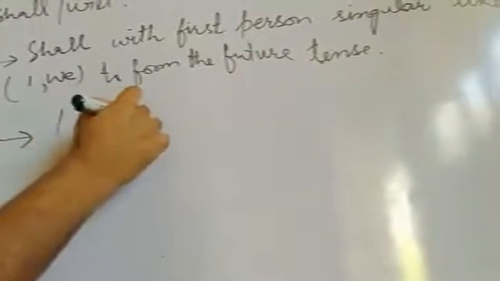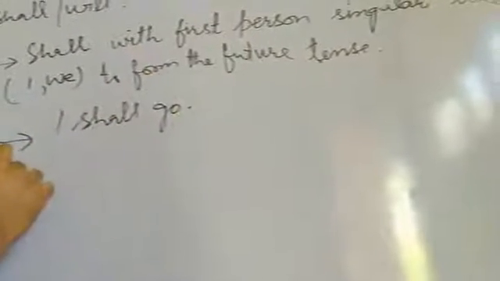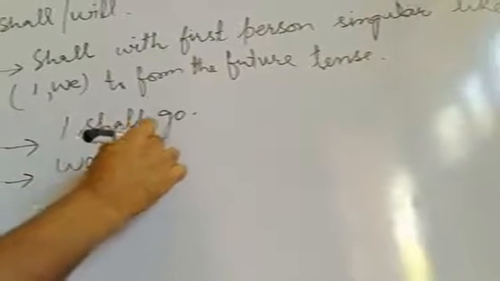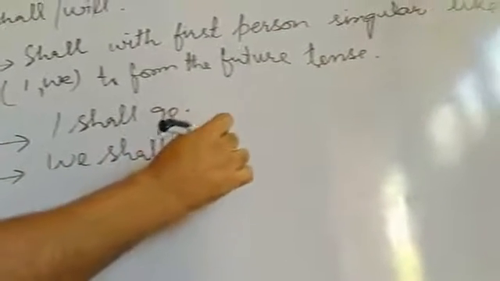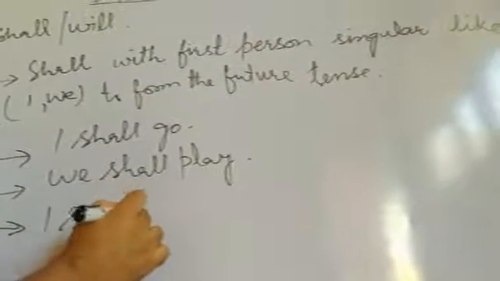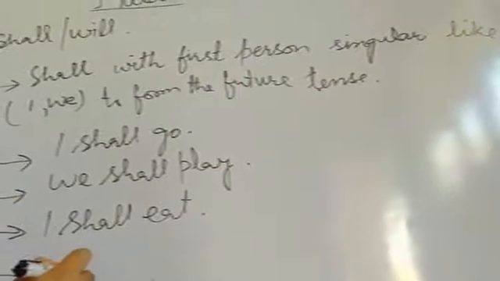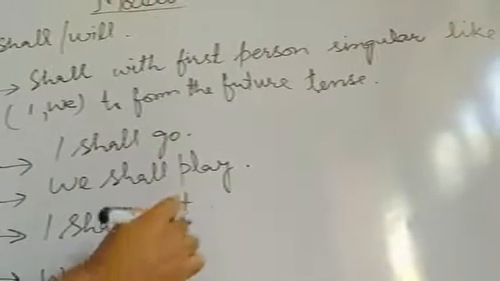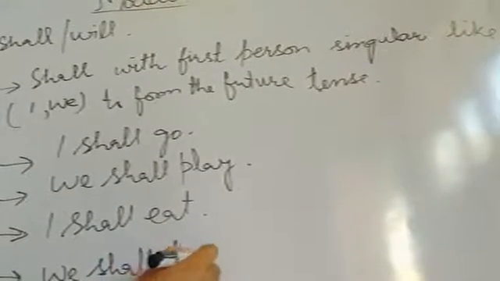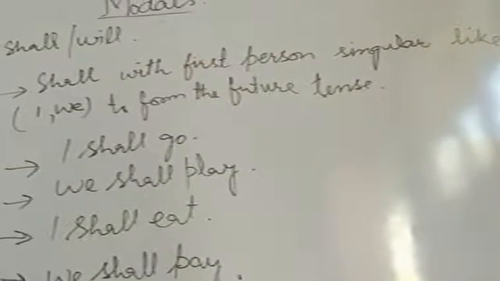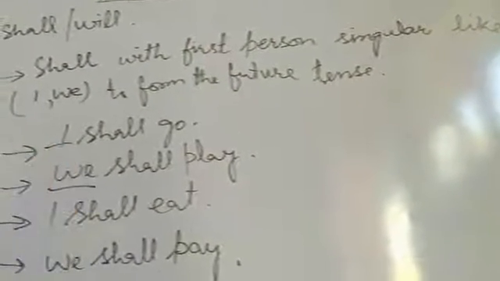For example, I shall go. We shall play. Right? I shall eat. We shall pay. Right? These are sentences. I and we are first person, singular and plural.